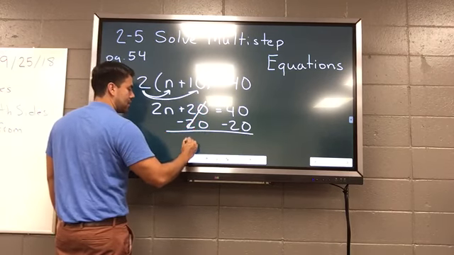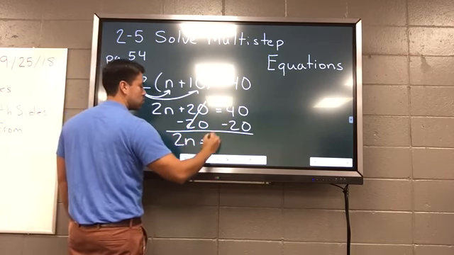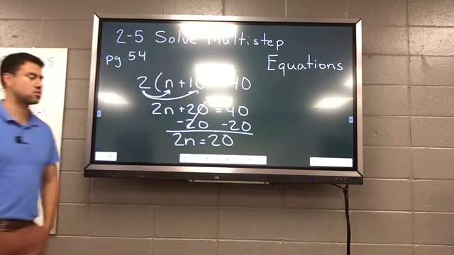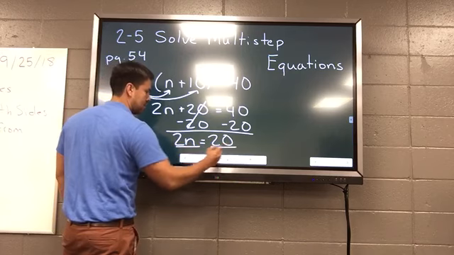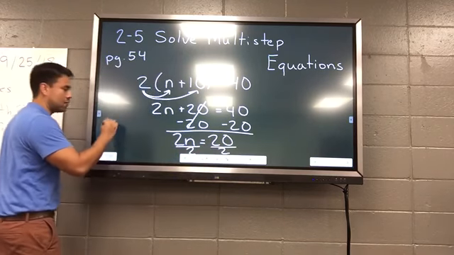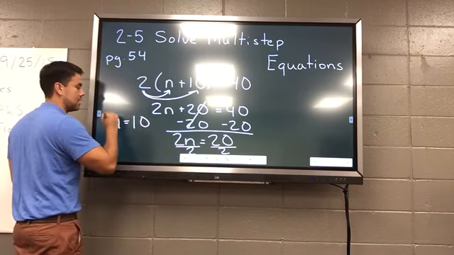But then I get 2n equals 20. And what's my last step, Josh? You divide. Divide both sides by 2. And I'm left with n equals 10.